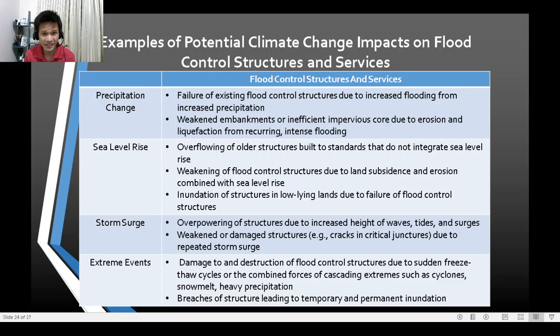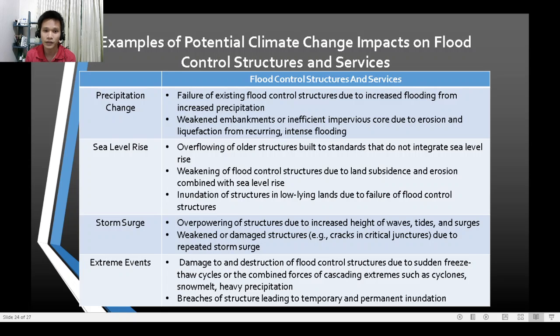Failure of existing flood control structures due to increased flooding from increased precipitation. So weakened embankments or inefficient impervious core due to erosion and liquefaction from recurring intense flooding. So liquefaction mo ni siya tong muhumok ang yuta due to excess water. So sea level rise mo ni siya tong ganina tong sa climate change gyapon. Overflowing of older structures built to standards that do not integrate sea level rise. So muna siya kung gina-explain o ganina nga di na niya ma-withstand ang changes due to climate change.